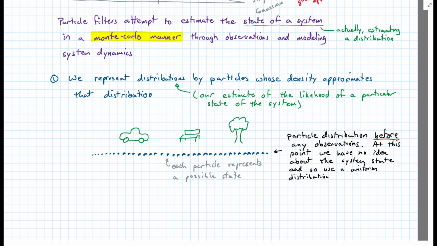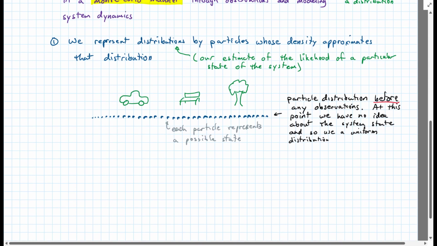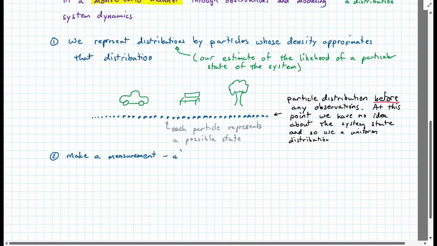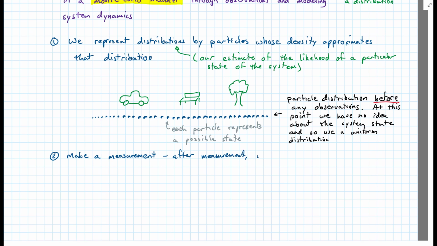Okay, so initially we're going to scatter a whole bunch of particles uniformly throughout our state space and say these are all the different possible states or approximate states that the system could be in. Next, we're actually going to make a measurement. And after the measurement, we're going to assign importance weights to each of the particles.